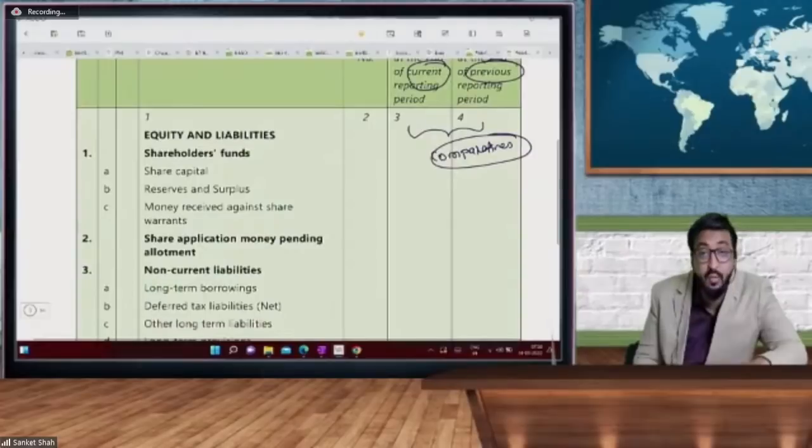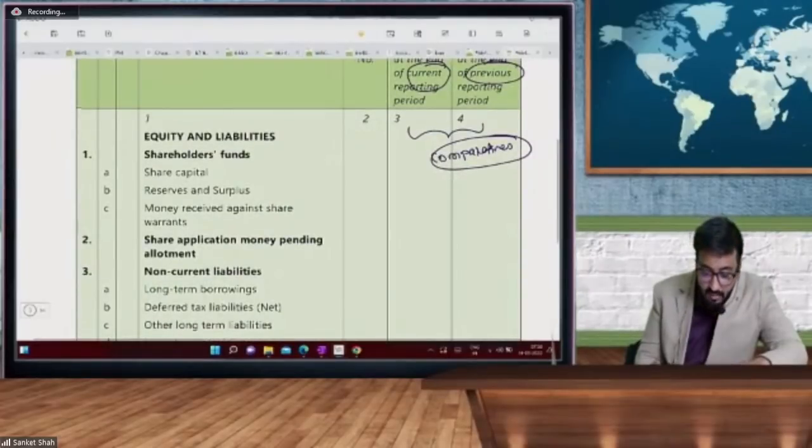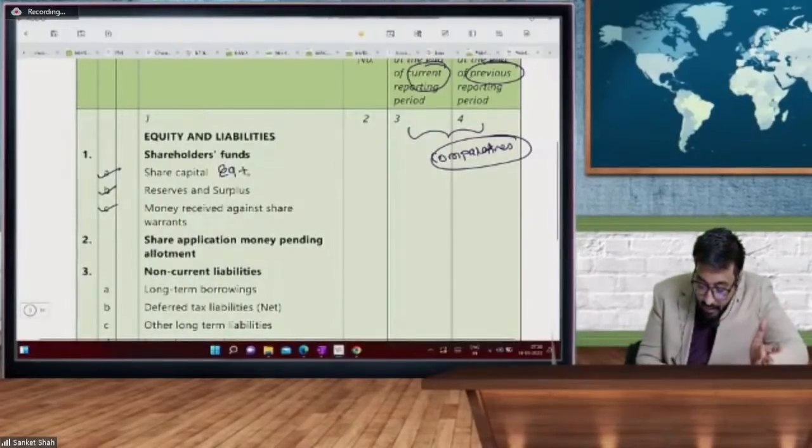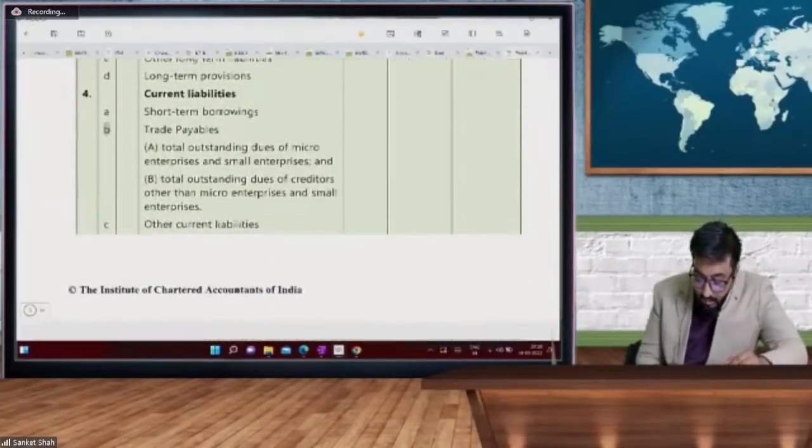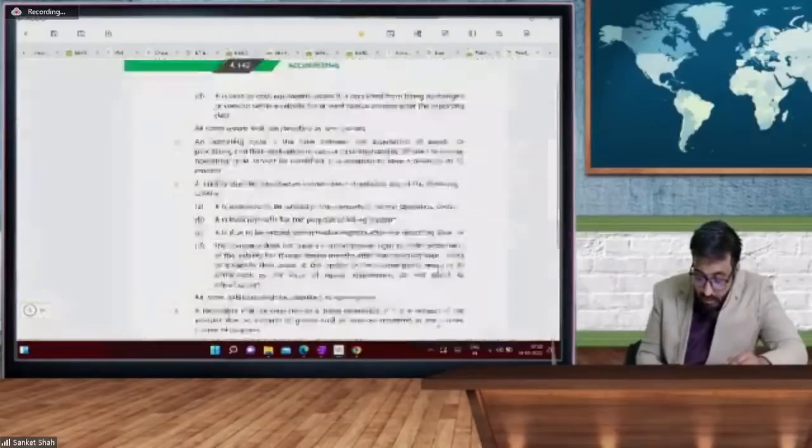First head, equity and liabilities: shareholders' funds, share capital, reserves and surplus, money received against share warrants. Now, what is share capital? It is equity share capital plus preference share capital. Now everything is given in the notes also. So you can check here in the notes, equity share capital.